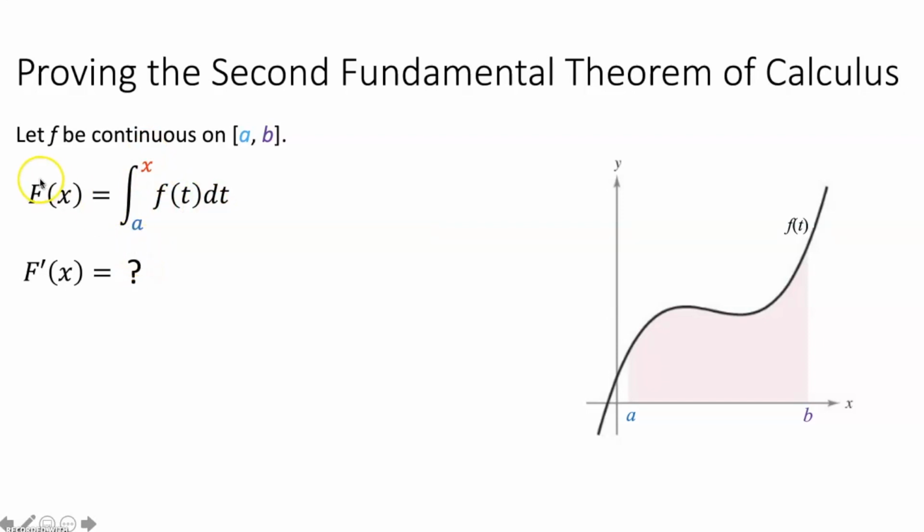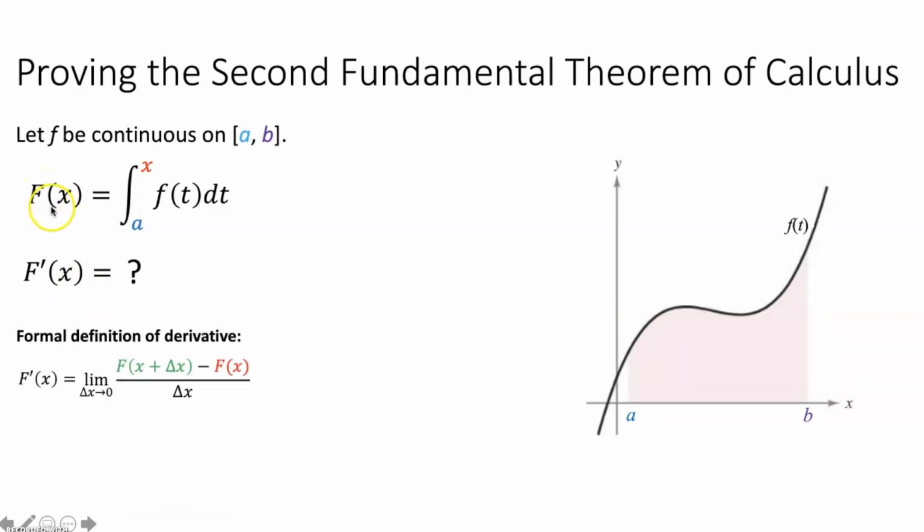So if we know that capital F of x is equal to that definite integral, then what is the derivative of capital F of x? What is capital F prime of x? What is the derivative of this definite integral? In order to figure this out, we're going to use the formal definition of the derivative. And if you remember, the formal definition of the derivative states if you want to take the derivative of a particular function, in this case capital F of x, we just need to evaluate the limit as delta x approaches 0 of capital F of x plus delta x minus capital F of x all over delta x.